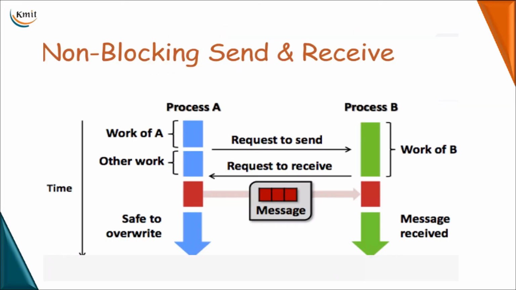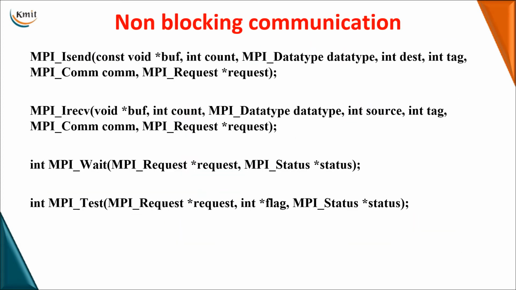When you go for non-blocking send and receive, you see process A and process B. Process A, after the work is done, wants to send the data. So it will just send a request and it will not wait for process B. It continues with other work. Once process B is ready, it signals that you can send me the data, then it sends. In the previous case, this process was simply waiting, but here you can do other work. So you're not blocking the process.